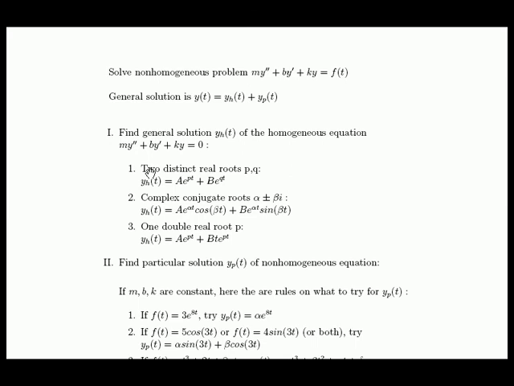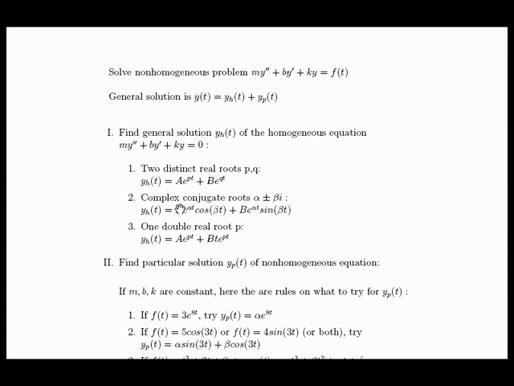And there's three possibilities. If the discriminant of the quadratic equation is positive, you've got two distinct real roots, so your general solution is just a linear combination of two solutions, e to the pt and e to the qt, where p and q are the two real roots. They're irrational, that's fine, but they have to be real.